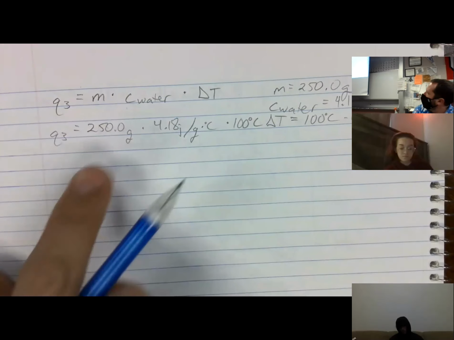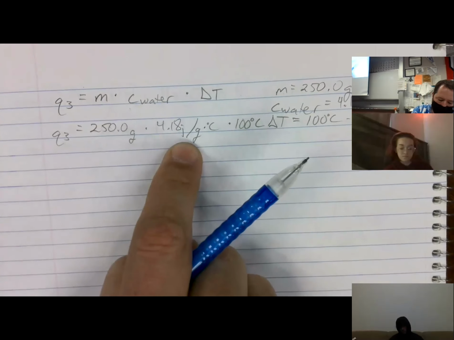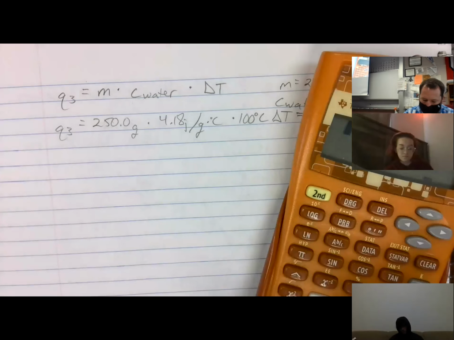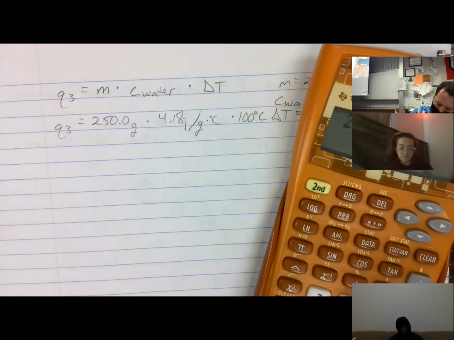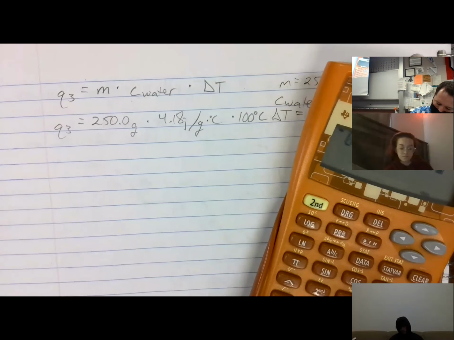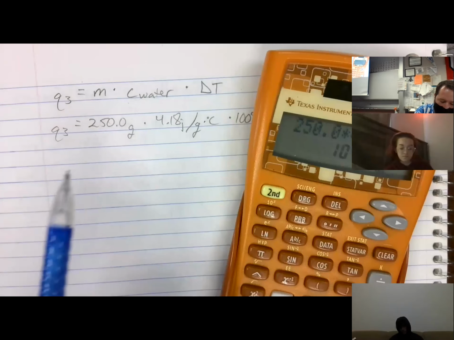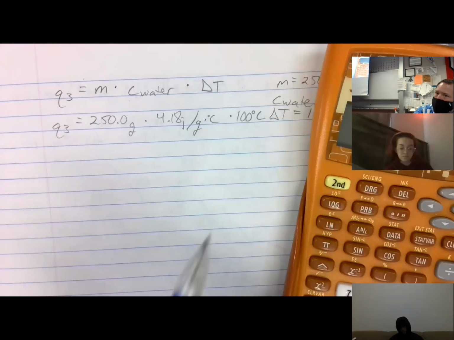So there we go, 250 grams times 4.18 joules per gram degree Celsius times 100. Ready to plug it in. There we go. Again, let's check for significant digits. I've got 4 there, 3 there. I'm actually going to say this 100 is infinite.